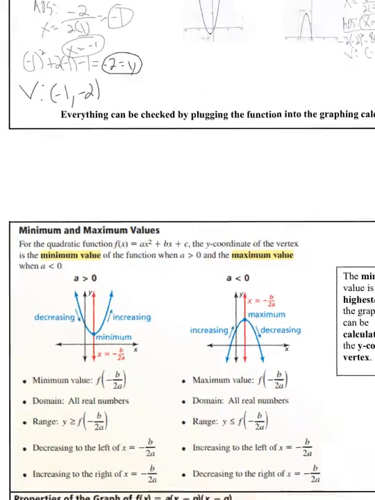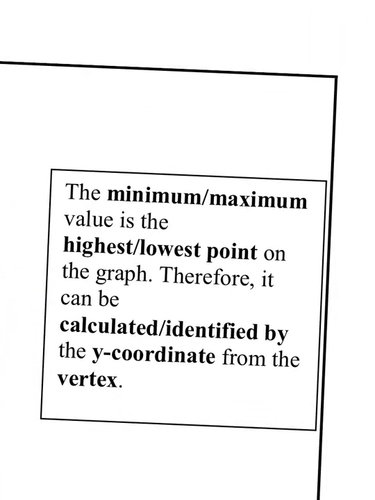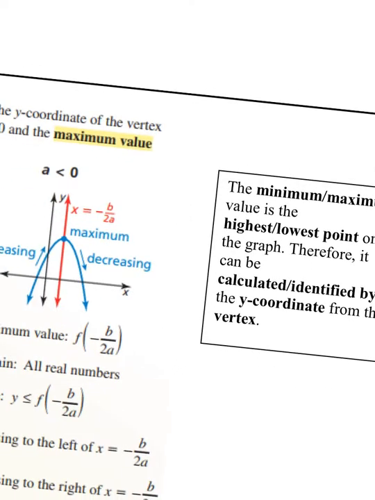And then over here, I just wrote the minimum or maximum value is the highest or lowest point on the graph. I guess I should have said lowest or highest point because I wrote minimum, maximum. Oh well, things you realize later. Therefore, it can be calculated or identified by the y-coordinate from the vertex, okay? Because you think minimum, maximum, that's how far high or low, so that's why you're using the y-coordinate, because that goes up and down.